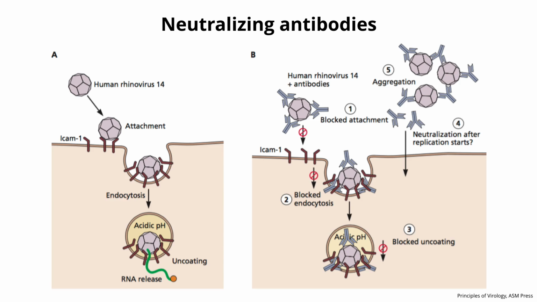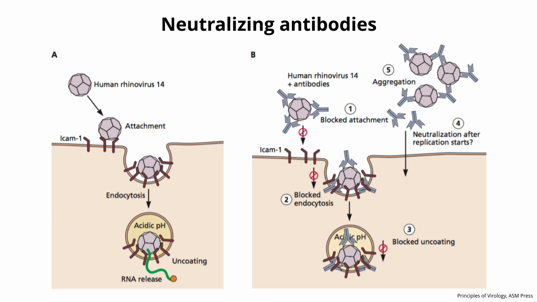So now let's look at this process in the context of the presence of antibodies. On the right side is what happens if we add antibodies to rhinovirus, and not just any antibody, but neutralizing antibodies. So one thing that can happen is that the antibodies can bind to the virus particle. You can see them illustrated here. They can bind to the particle and block attachment to the receptor.